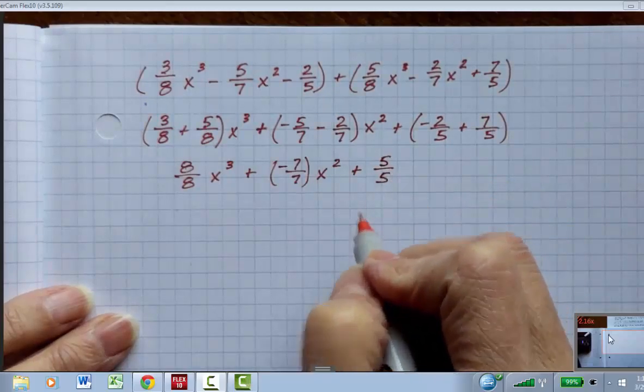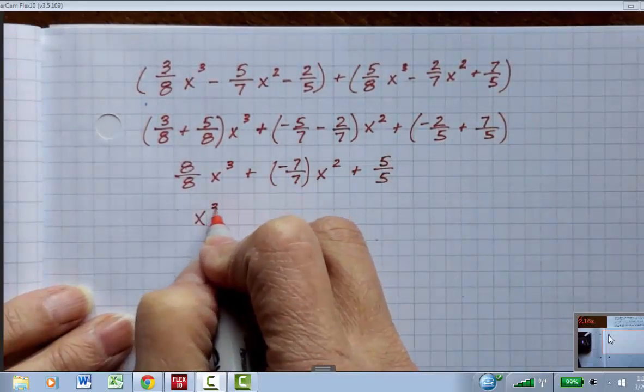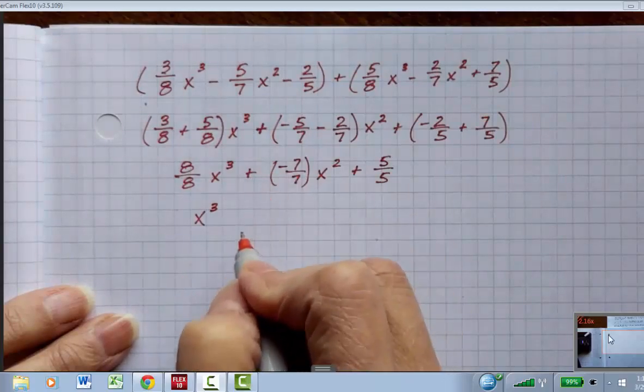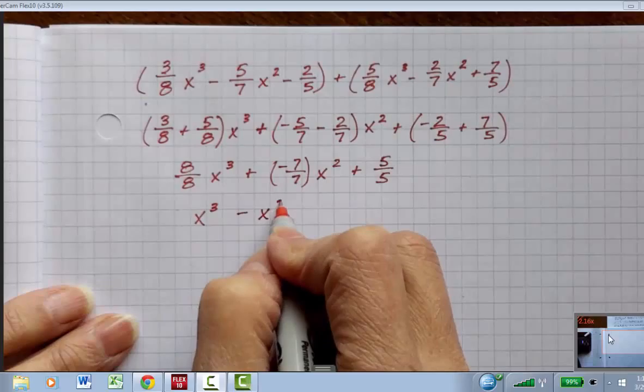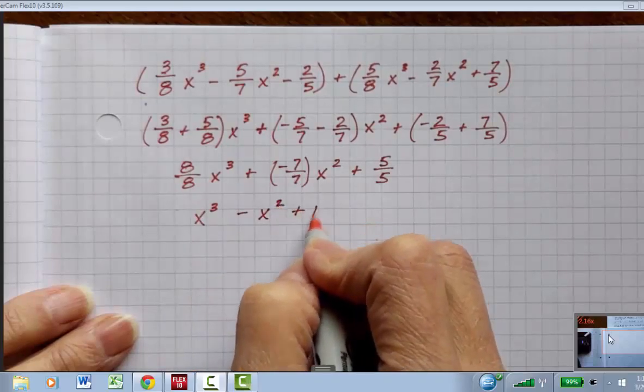I can then simplify that to x to the third. This becomes minus 1, so minus x squared plus 1.